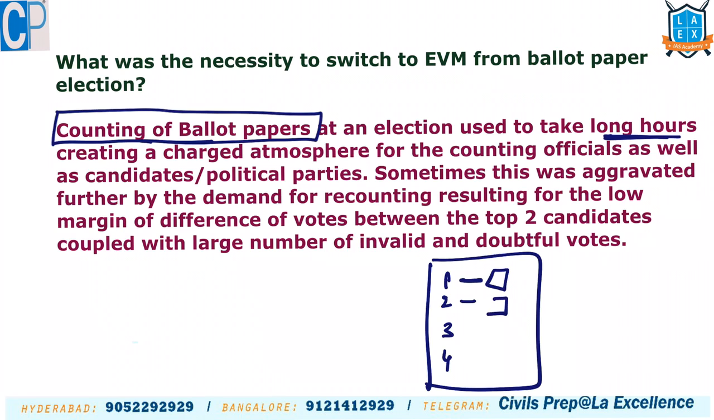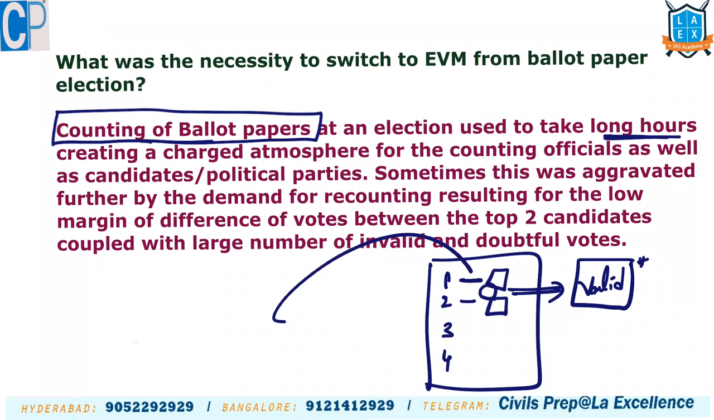If the person, let's say, stamps here, then to whom does the vote go? Such votes were called invalid votes. So there were a huge number of invalid votes. Sometimes pouring ink in the ballot box was a common thing. So these were all the problems.